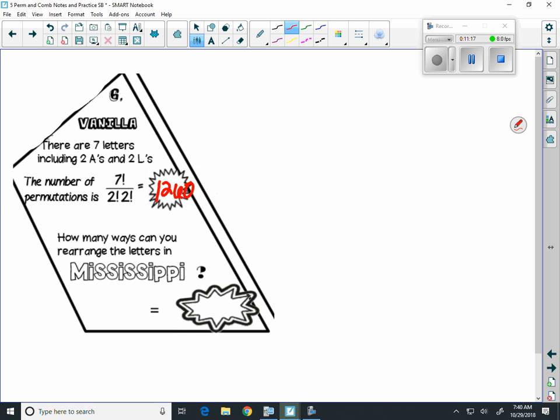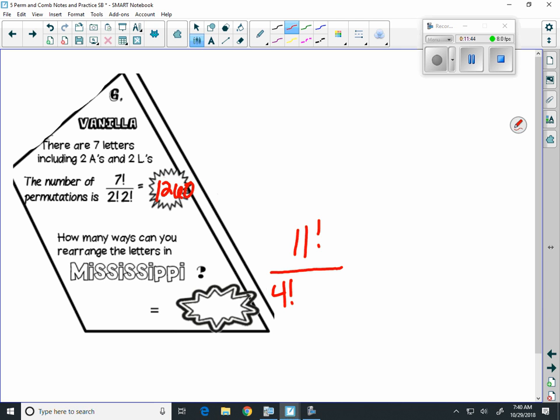Now, how many ways can we rearrange Mississippi? First we need to do the total number of options on top. So we have 1, 2, 3, 4, 5, 6, 7, 8, 9, 10, 11. So it's going to be 11 factorial on top. Is I repeated? Yes. How many times? 4. So that's going to be 4 factorial on the bottom.